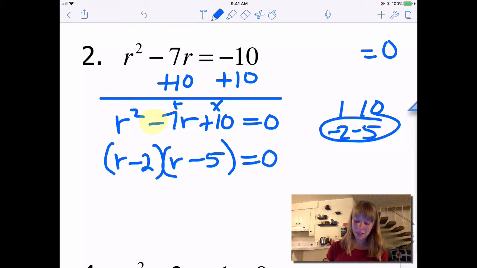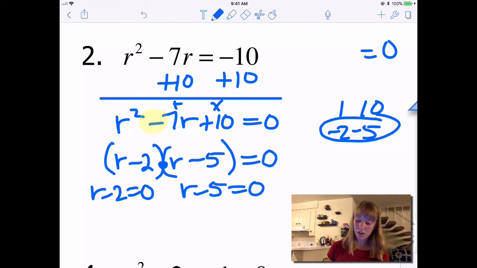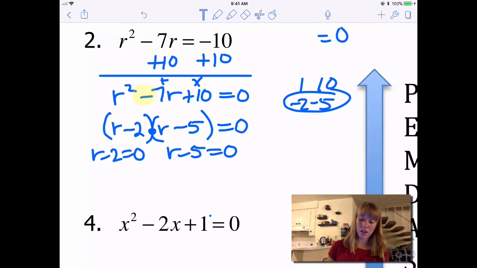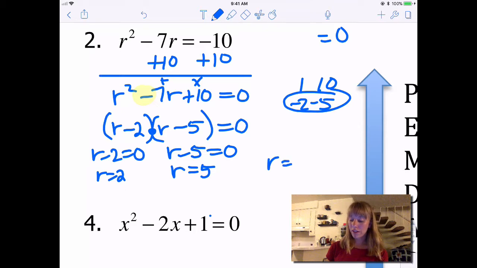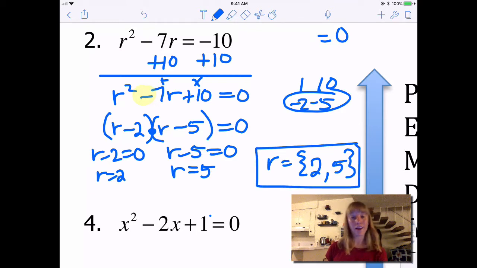And then the last thing is solve. Multiplication's in the middle. So I need the r minus 2 equals 0, the r minus 5 equals 0, and I can solve each equation. So the first equation is going to be r equals 2, because I add 2 to both sides. Second equation is r equals 5. Final answer, r is either 2 or 5, and I'm all done.